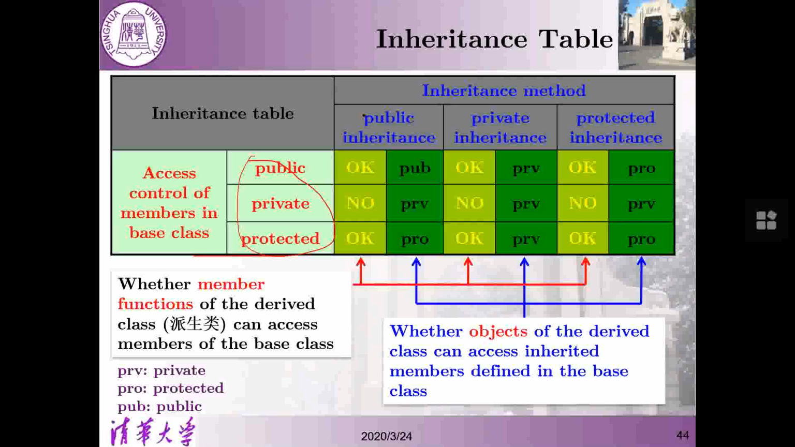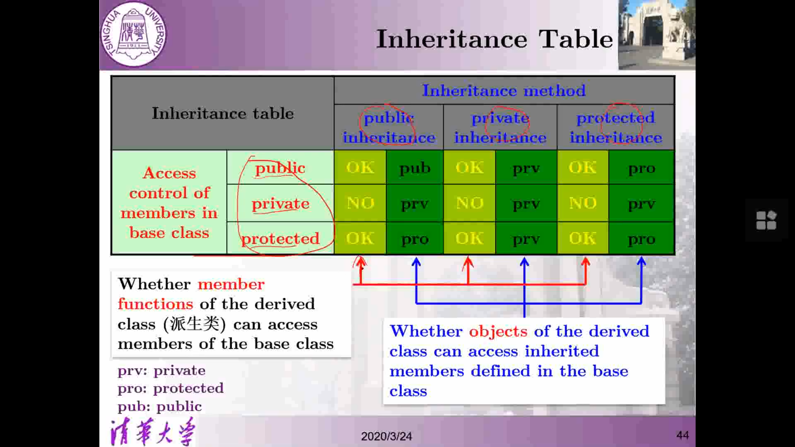And this is the inheritance method: public inheritance, private inheritance, and protected inheritance. So this is the access control of the members in the base class. Okay, we can see here, this part gives whether member functions of the derived class can access members of the base class.